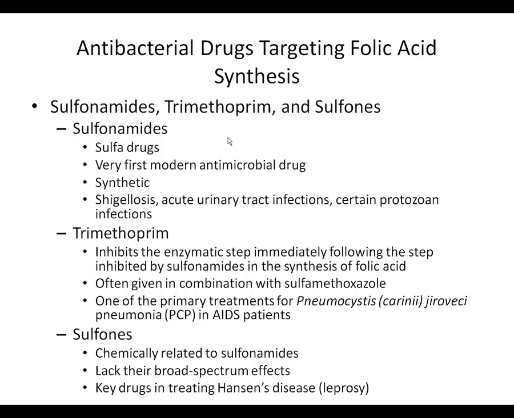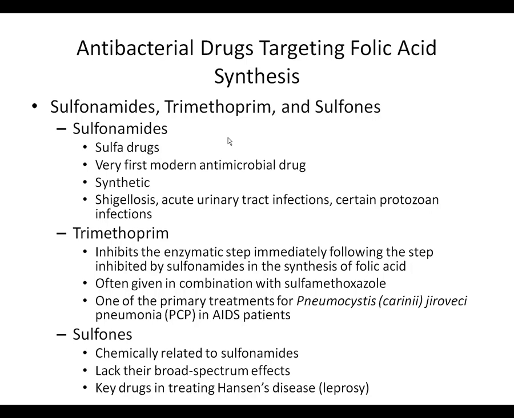We do have some drugs that will target metabolic processes like the production of folic acid, or folic acid synthesis, and these are going to be the sulfonamides, the trimethoprim, and the sulfones. Not cell phones, sulfones. Sulfonamides, these are what we call the sulfa drugs, and this is the first modern antimicrobial. It's the first one that we knew the mode of action for. We knew that it was a competitive inhibitor of para-aminobenzoic acid. It is a synthetic drug. It is not one that is found in nature, so it's one that we can make within the laboratory.